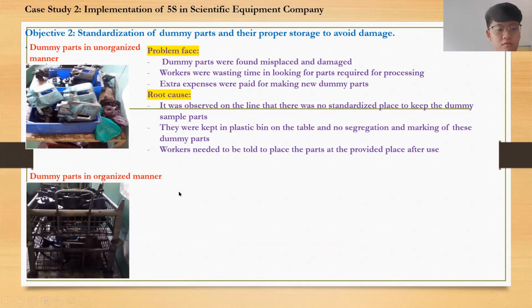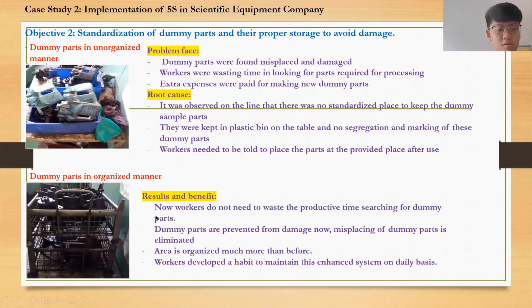And after the 5S implementation, the dummy parts are categorized in a good manner. Now, the workers do not need to waste productive time searching for the dummy parts. The dummy parts are prevented from damage now. The extra expense of making new dummy parts is eliminated. The area is organized well, better than before, and workers also developed a habit of maintaining this enhanced system on a daily basis.